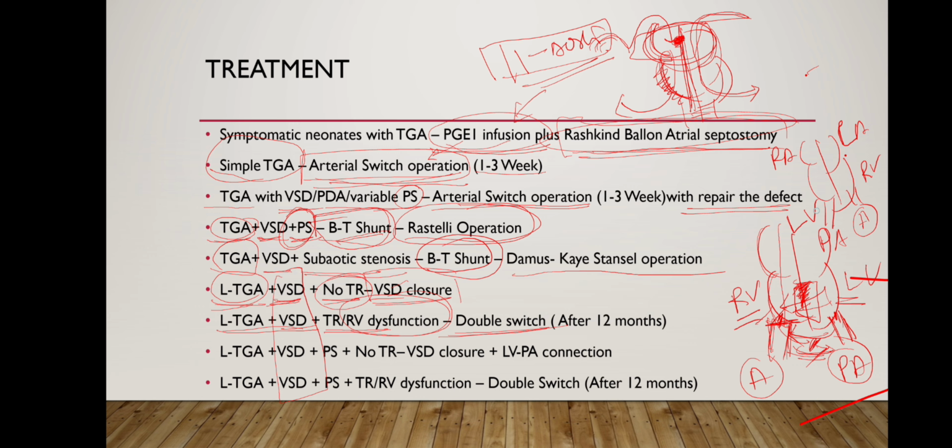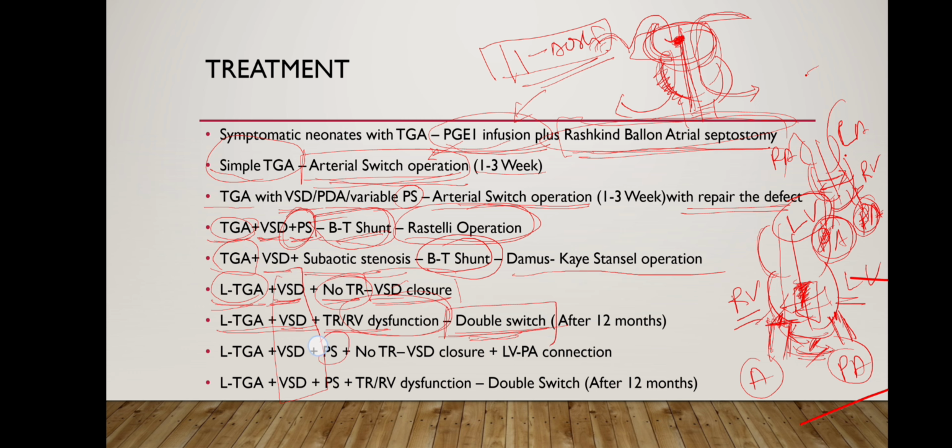So what do we have to do? The deoxygenated blood, as I said, enters from the right atrium to the left ventricle to the pulmonary artery. So we have to do the double switch. That means the left ventricle and right ventricle are interchanged, and the aorta is attached with the left ventricle, and the pulmonary artery is attached with the right ventricle. So it is called the double switch operation.